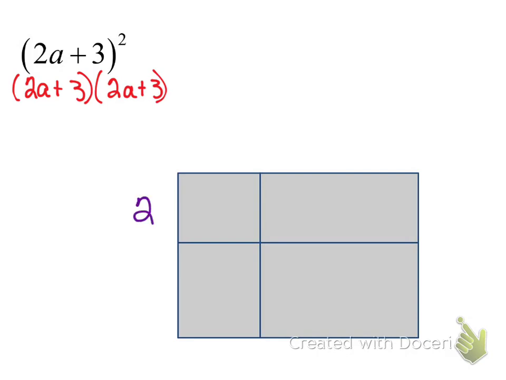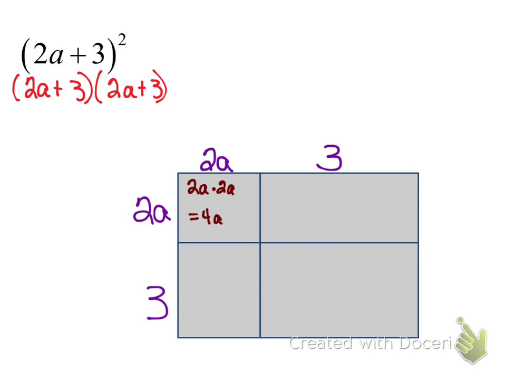Okay, so what's the height of my first rectangle here? 2A. Okay, and the height of my second rectangle? 3. Okay, what's the length? 2A. And my other length? Number 3. All right, let's have Jenna go ahead and find the area of my top left. Do you multiply 2A to 2A? Yes, you do, and you get 4A squared.